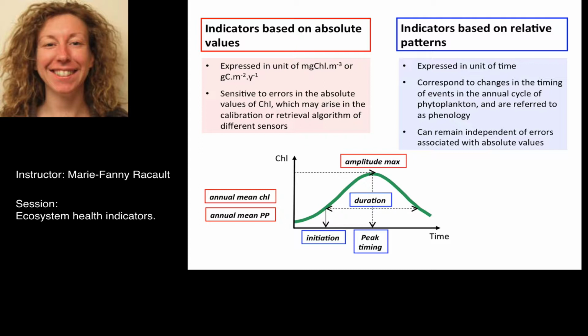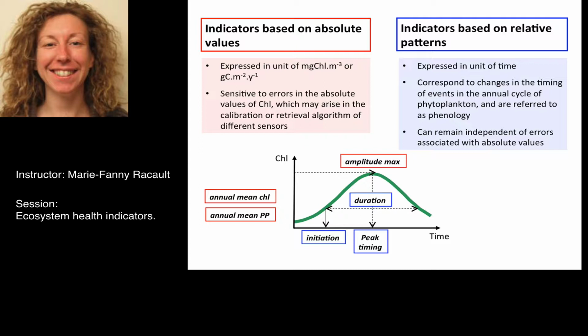So we've just discussed the amplitude and the timing of peak. We can look at annual mean chlorophyll, annual mean primary production. We can also estimate the timing of initiation, so when the phytoplankton growing period is starting, the timing of termination, when it finishes, and the duration of that growing period. I will go into details about the phenology algorithm in the next slide, because this is what I've worked a lot on. And you will get more details about other indicators in the coming days when my colleagues introduce their topics.